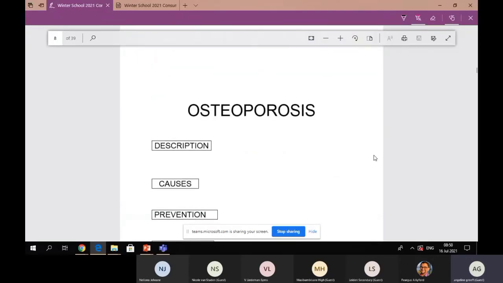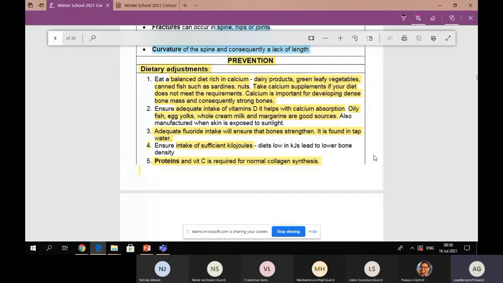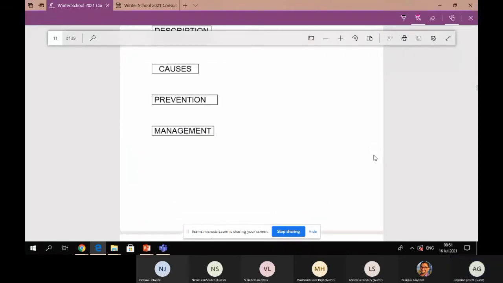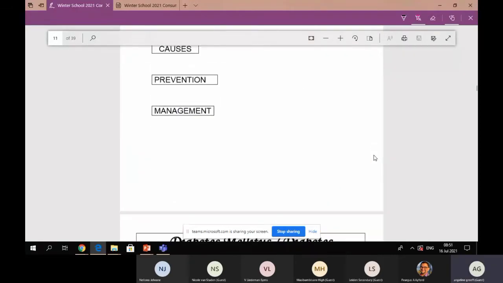So I'm going to skip. We're not going to have a look at osteoporosis, even though the notes are like that. I first want to have a look at diabetes because there's a link between what we've gone through now. So we're coming back to osteoporosis.